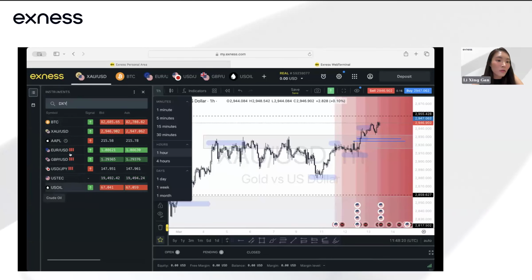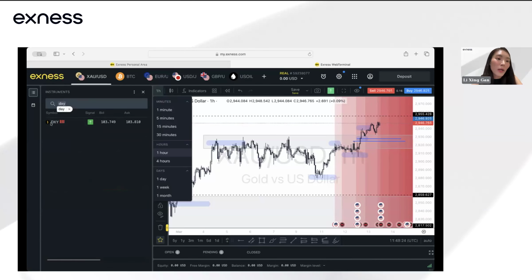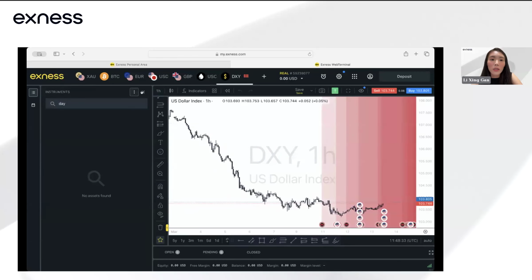So DXY itself, bring this up, right? DXY, the dollar index, is a measure of a basket of currencies against the major US trading partners. And so this is the performance on the dollar index.